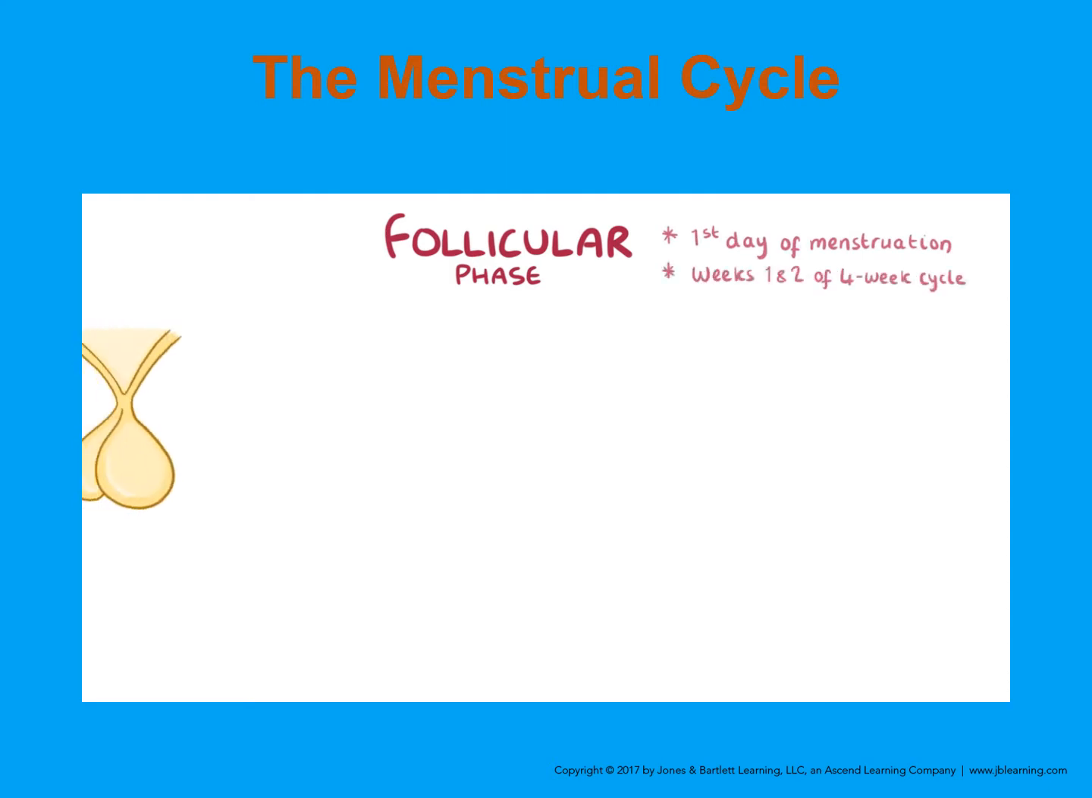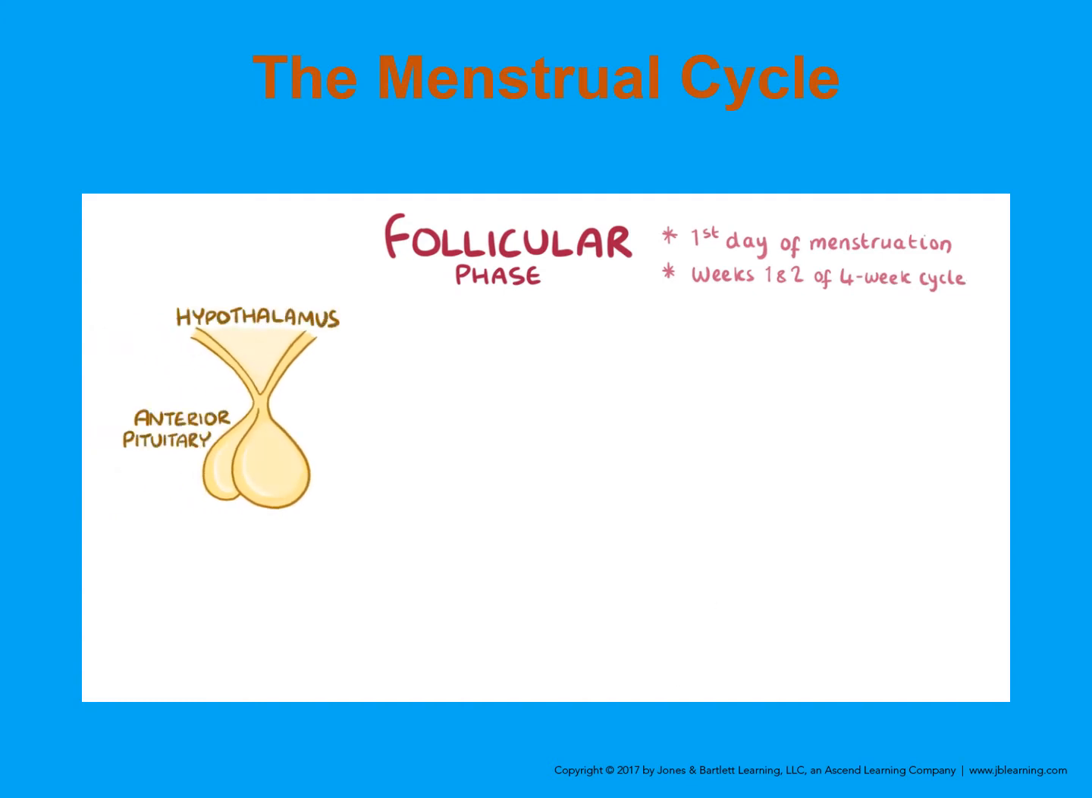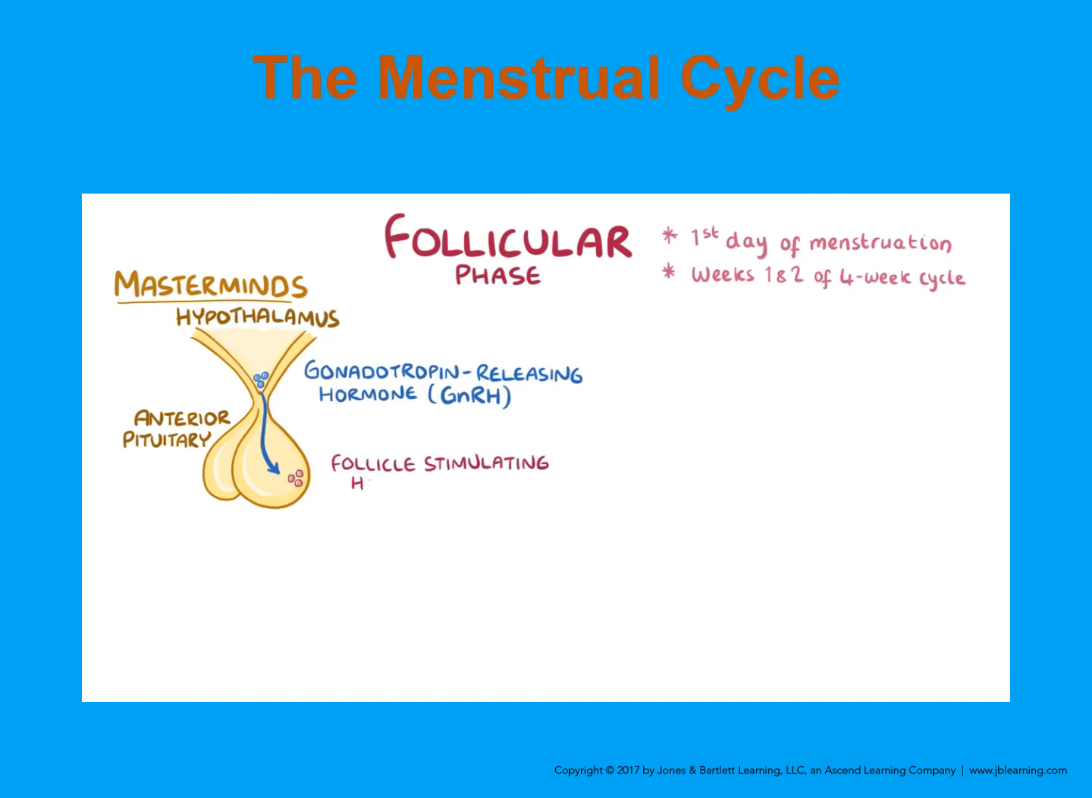The whole menstrual cycle is controlled by the hypothalamus and the pituitary gland, which are like the masterminds of reproduction. The hypothalamus is a part of the brain that secretes gonadotropin-releasing hormone, or GnRH, which causes the nearby anterior pituitary gland to release follicle-stimulating hormone, or FSH, and luteinizing hormone, or LH.